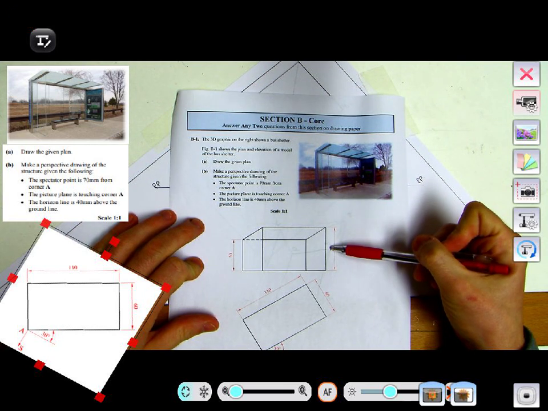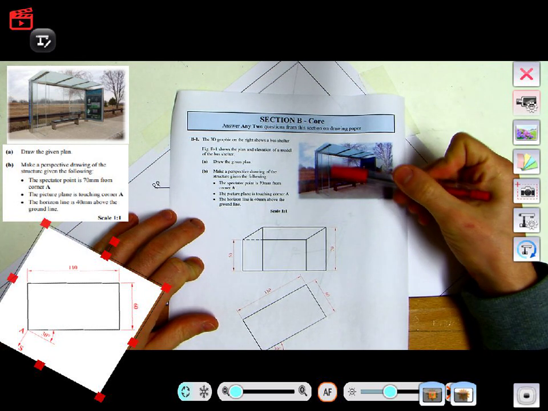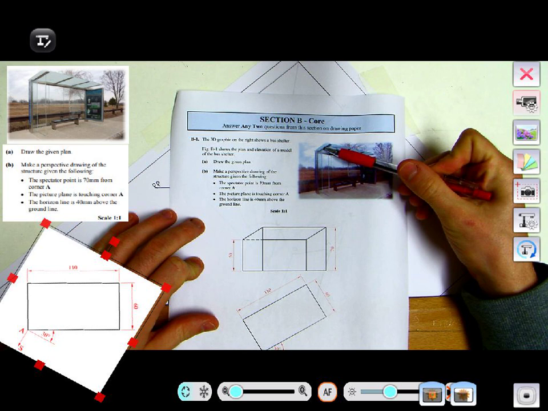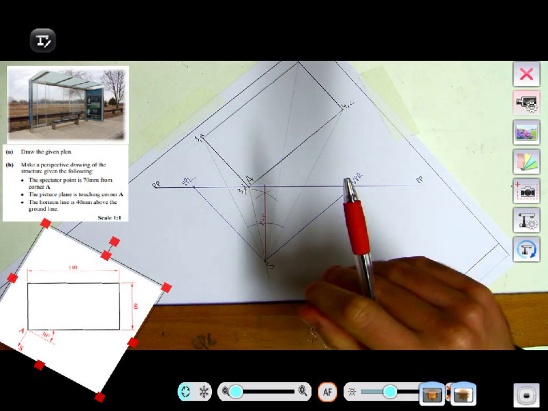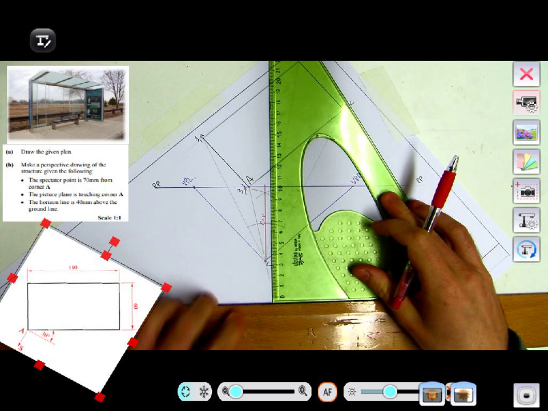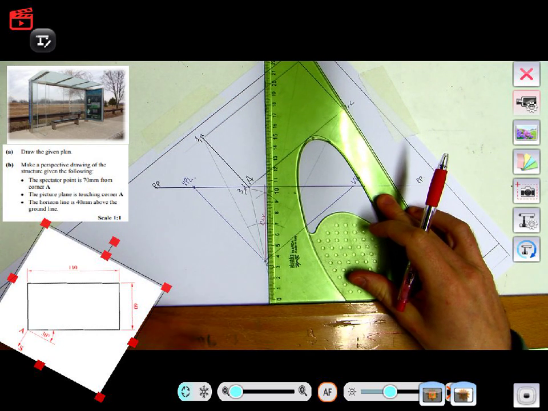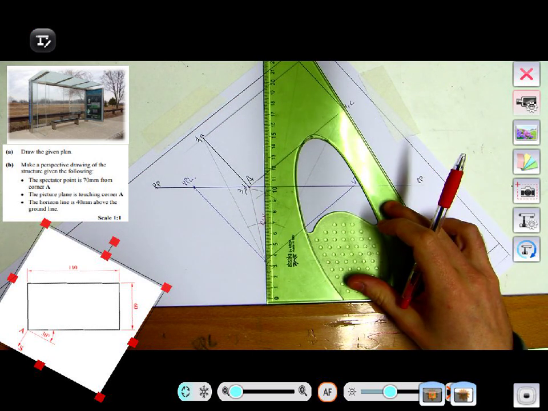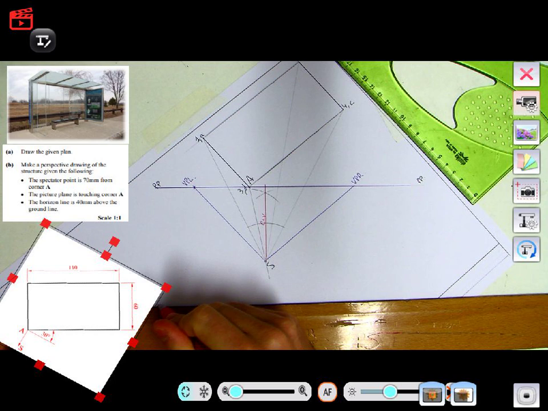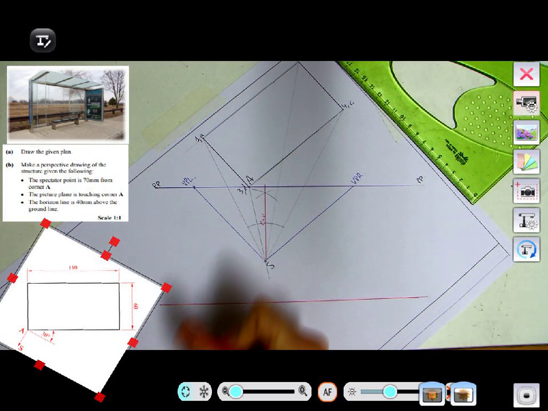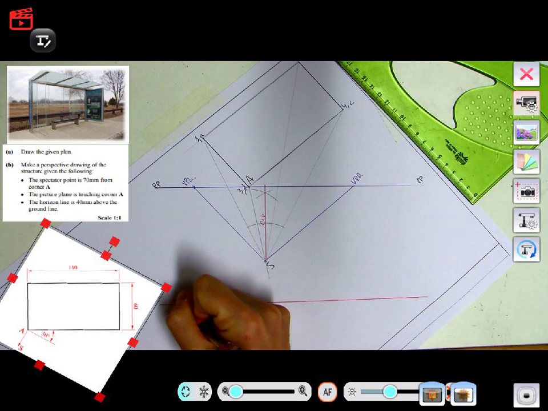Now the height of my spectator is only 40, so some of this object is going to be above the eye line of the spectator. So I need to allow and accommodate for that. So I'm going to make sure that I'm at least 30 millimeters below S, which I am. And this is going to be what we call the horizon line, or the eye line of our spectator. So we have HL.